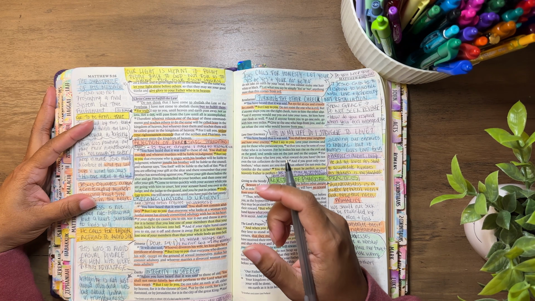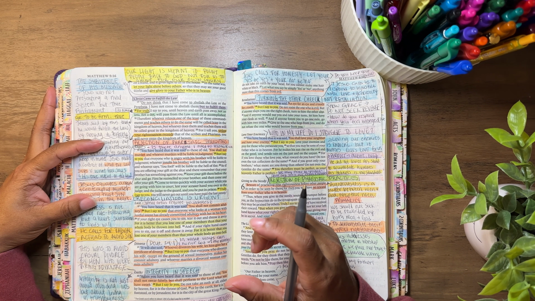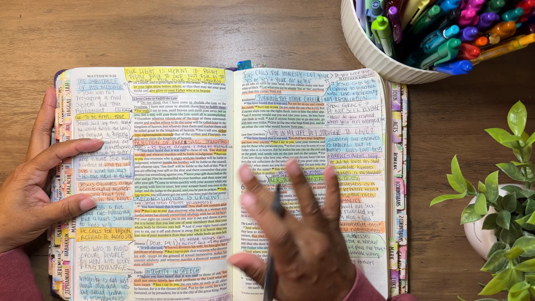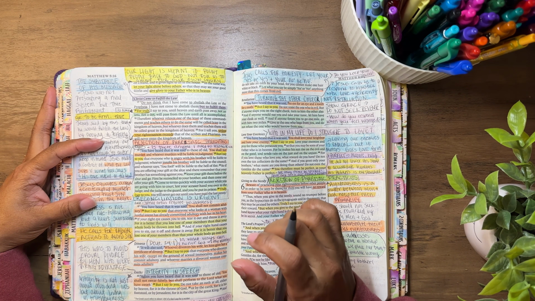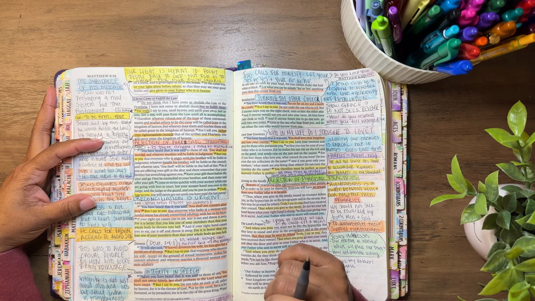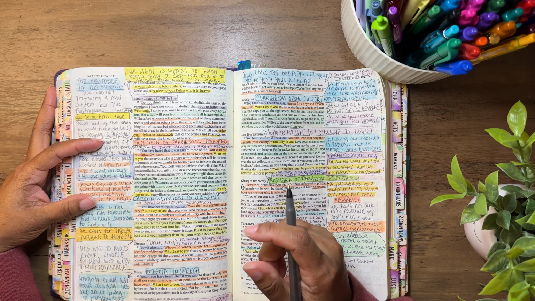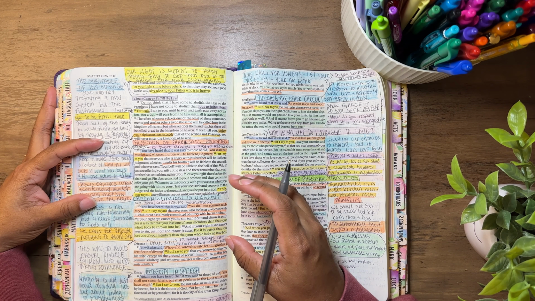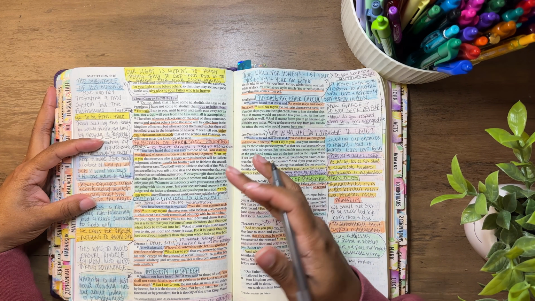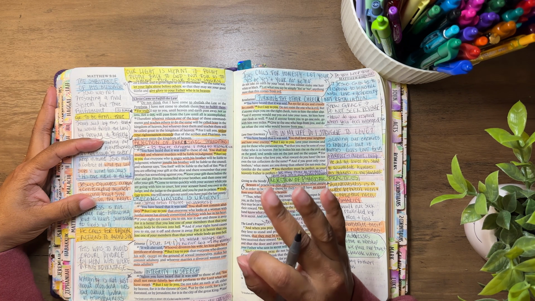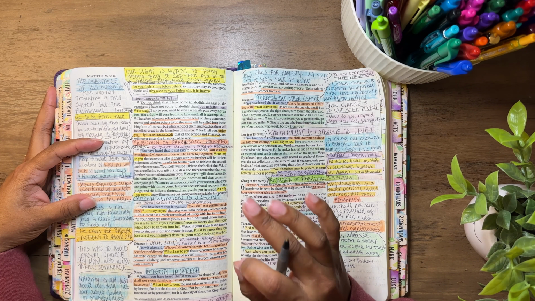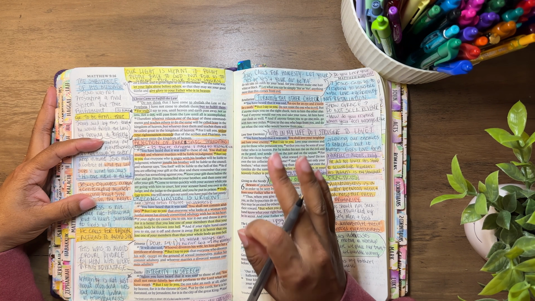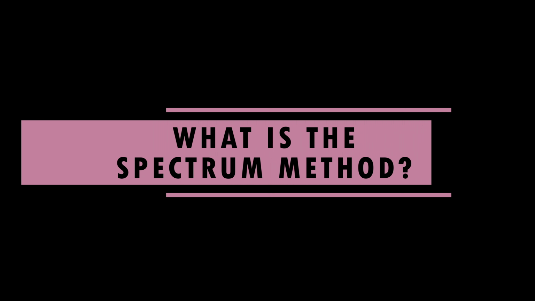Earlier this year, I found this method on how to apply what you read, and it has completely transformed my life because it has given me more of a handle on exactly what I am looking for when it comes to the application of scripture. Because yes, you can ask questions that are very general, but this method really goes into the depth of what you should be looking at when you're applying scripture. And this method is called the SPECTRUM method.